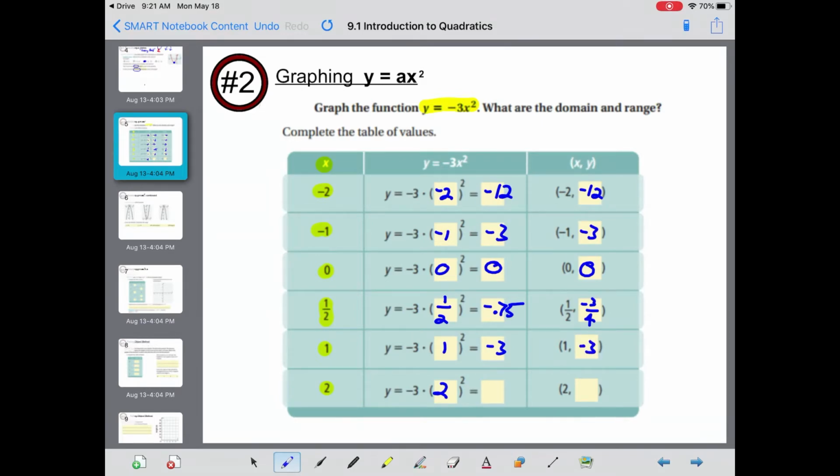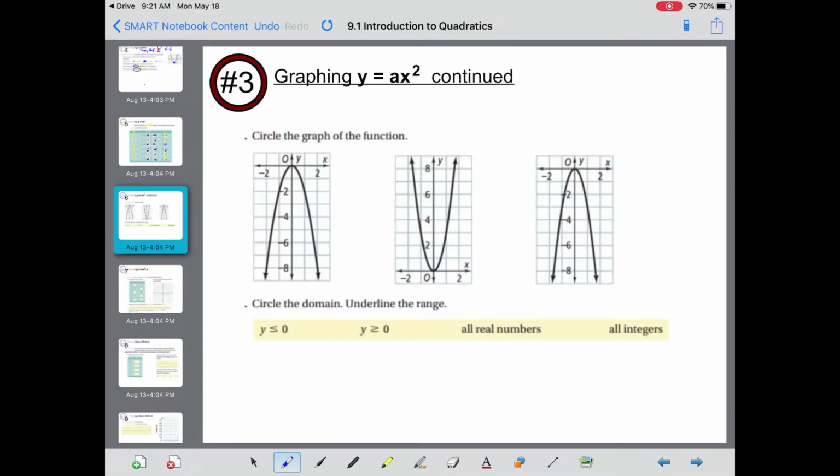1 squared is 1, times -3 is -3. 2 squared is 4, times -3 is -12. And what do you know? The graph sort of bends back around. You have a -12 and a -12, a -3 and a -3. And that's how you create that parabolic shape that we've been talking about.